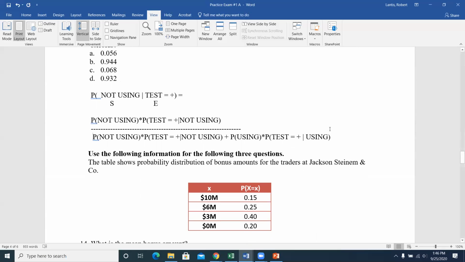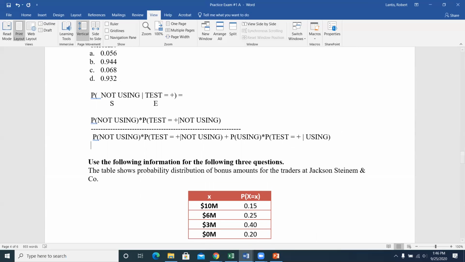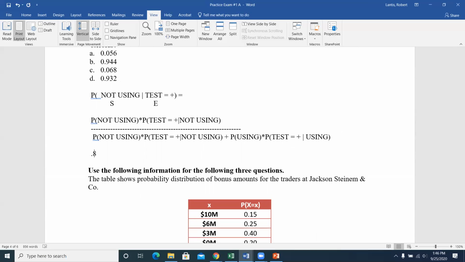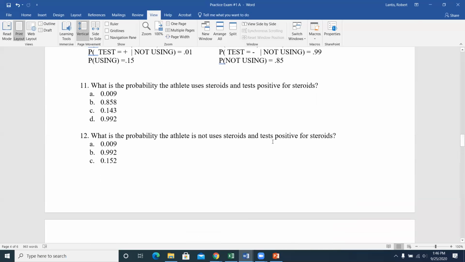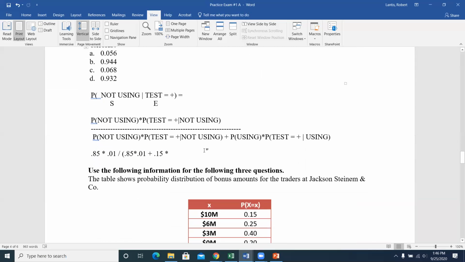Any questions on that one? So I think if we plug in the numbers in here, we do 0.85 times 0.01 divided by 0.85 times 0.01, and then we added to that the probability of using, which was 0.15 times the probability that the test comes back positive. Was that 80%? Or am I remembering? 95%. Different example. Okay.